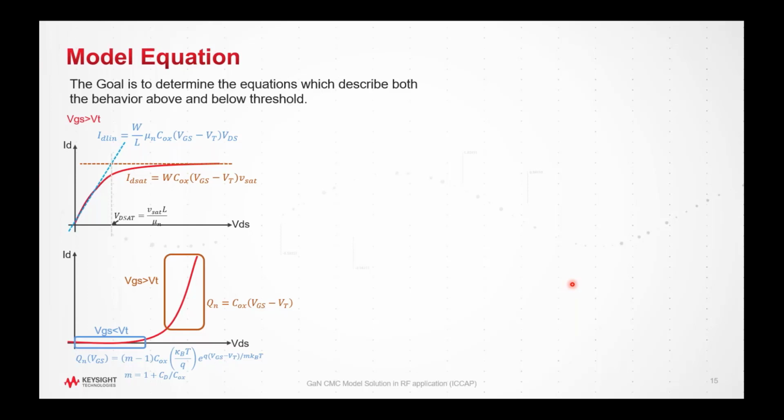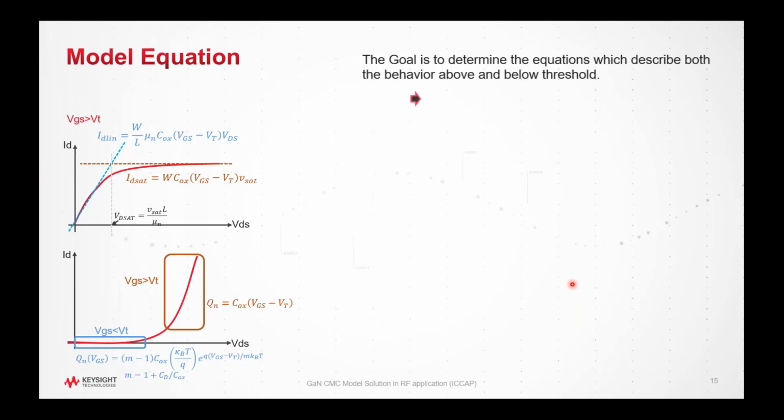So there are many different ways to describe the same devices, and the main goal is to find a way to describe how the carriers behave inside the channel. The goal is to find the equation that can describe the current below or above threshold, or in the subthreshold areas. The first one I'm going to talk about today is the virtual source.